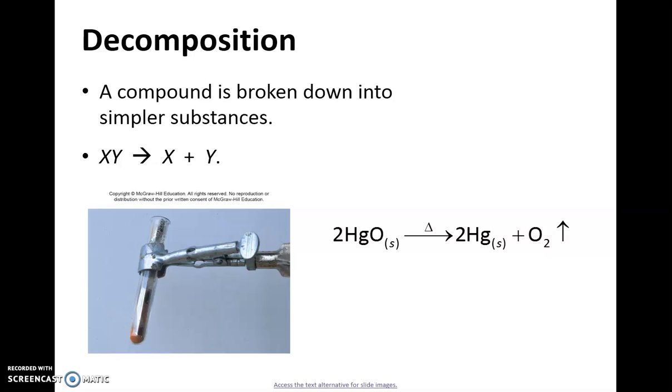An interesting decomposition reaction you can do yourself at home is if you have a pot of boiling water, you can put baking soda into it. You'll notice you get a lot of bubbles, you get a lot of fizz, and that's because that baking soda is breaking down into simpler substances. So that sodium bicarbonate is breaking into two simpler compounds.